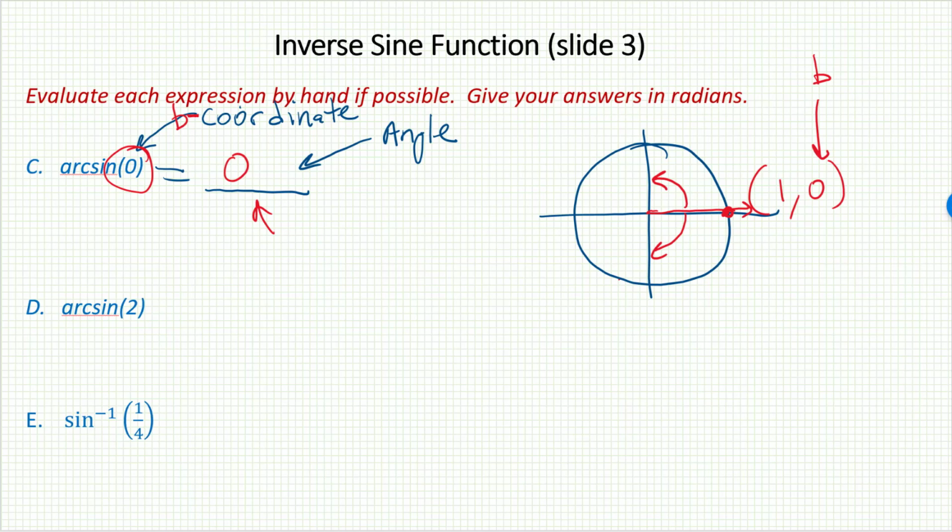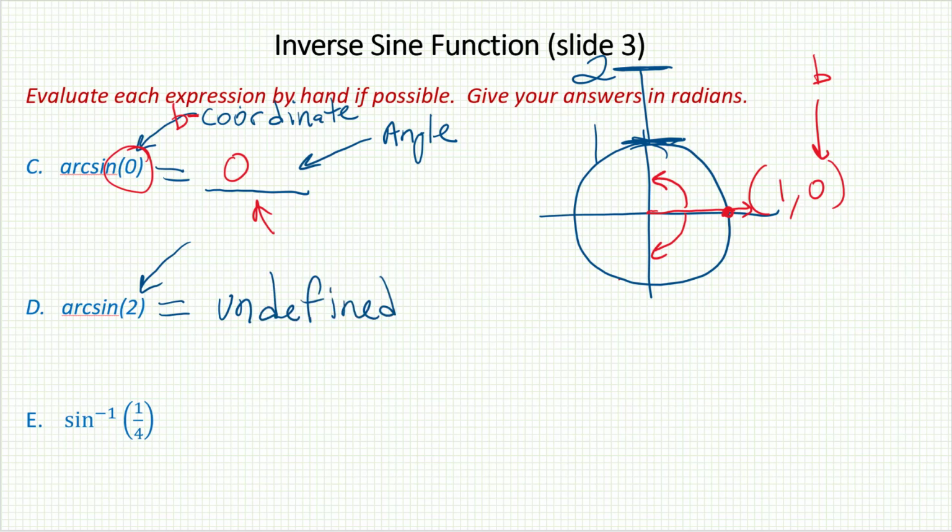Okay, how about arc sine of 2? Well, arc sine of 2, the 2 is a ratio or a coordinate. Do you see a problem here? We said earlier that the highest ratio or coordinate the inverse sine function can take is 1. There's no coordinate of 2 on the unit circle. There's no spot with something comma 2. It doesn't exist. That means arc sine of 2 is undefined. That just means it doesn't exist. There is no angle that returns a sine value equal to 2.